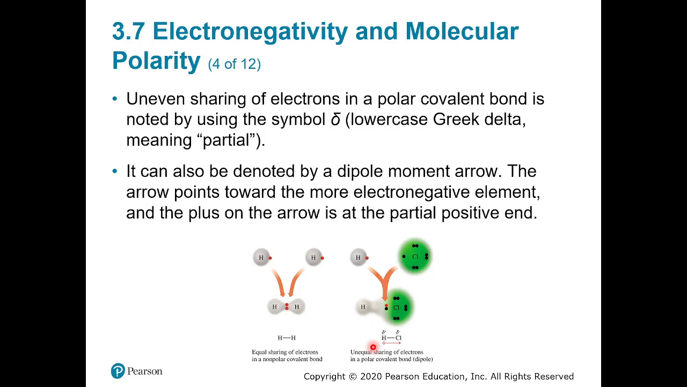Okay? You put a plus where it's positive. See the plus? You then draw an arrow over showing where it's negative, because the electrons go that way. Is that making sense? Okay. Yeah, it makes a lot of sense, right?